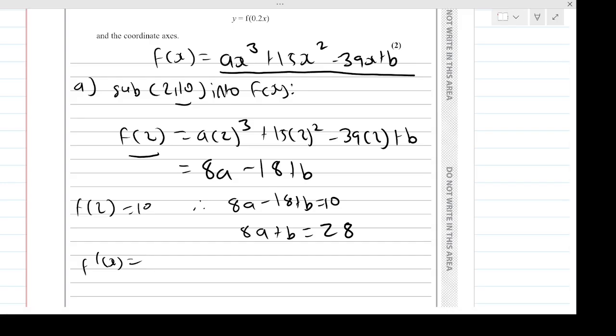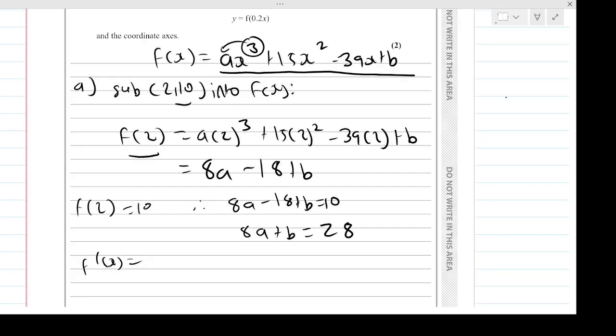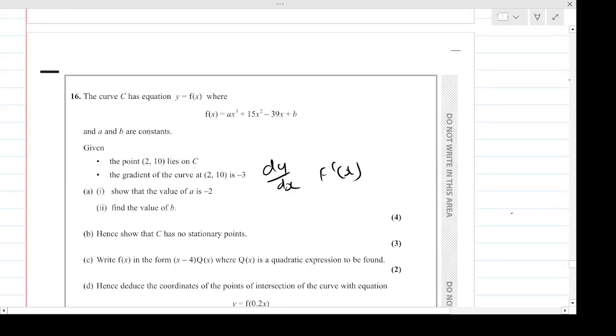So if I differentiate term by term, ax cubed, the power comes to the front, so 3 comes to the front, so it'd be 3a x, then we knock 1 off the power, 3 minus 1 is 2. Then 15x squared goes to 15 times 2, that'd be 30x. And then minus 39x just goes to minus 39. And the b, just a number with no x, just goes to 0. That's my derivative.